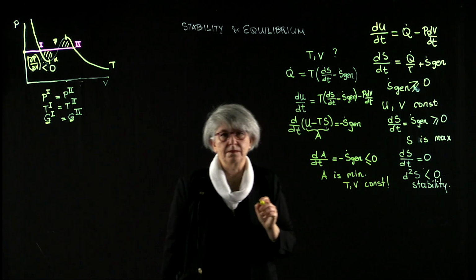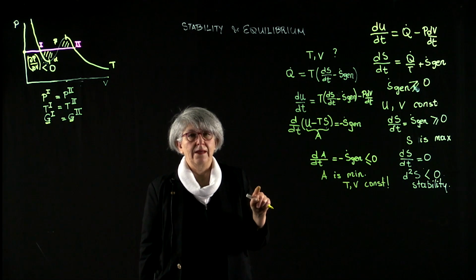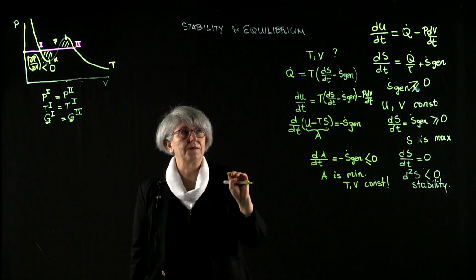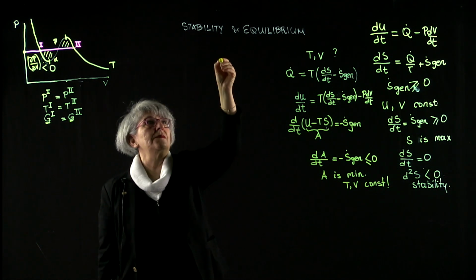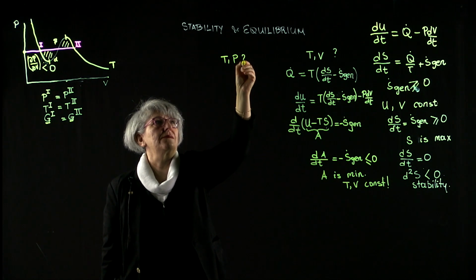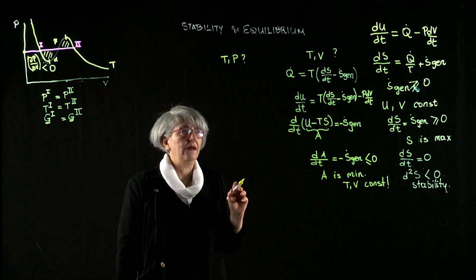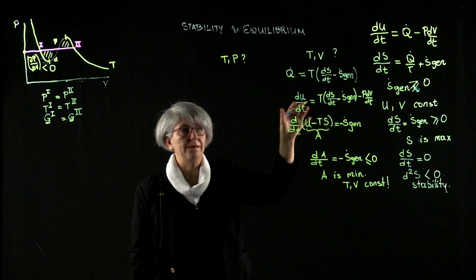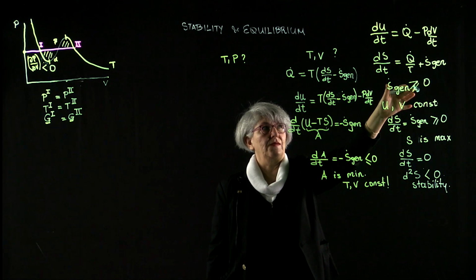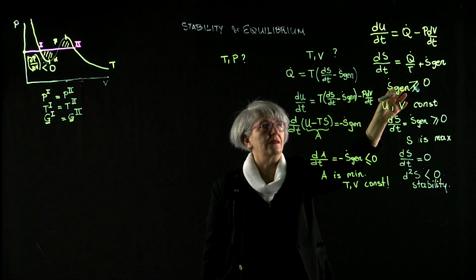All right? So this is the second set of constraints. Now let us have a third set of constraints. What if we have temperature and pressure constant? We begin from the same set of equations: energy balance, entropy balance, the second law.